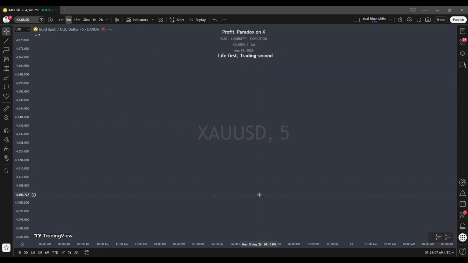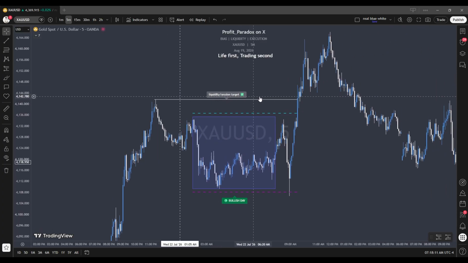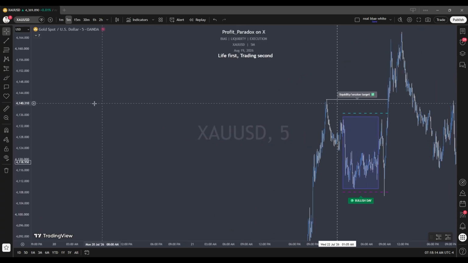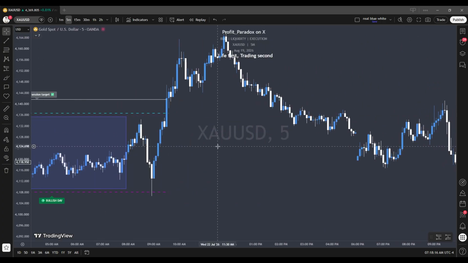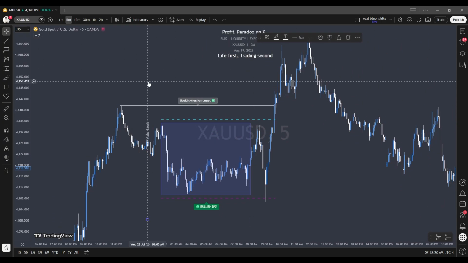Let me go back now. Yeah, so this high was not the target at the time. It's only showing this now because we can't load back the candles. Yeah, the target was somewhere up here. So it's pretty accurate, as I said.